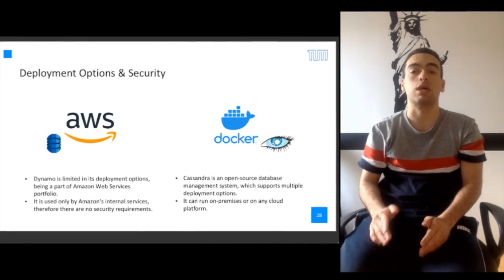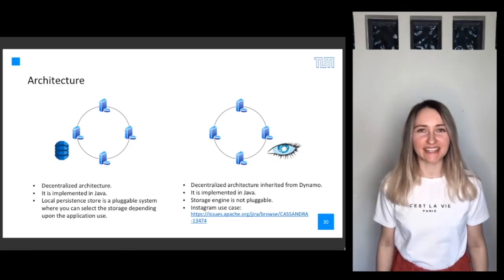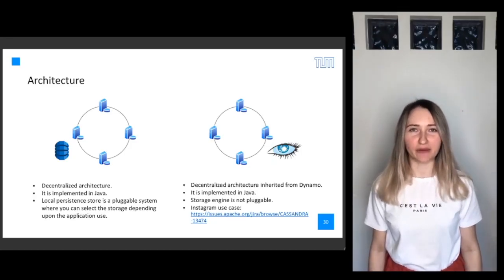Its operation environment is assumed to be non-hostile and there are no security-related requirements. By contrast with Dynamo, Cassandra is an open-source database management system, which supports multiple deployment options. Customers can run Cassandra on-premise or on any cloud platform. Docker containers are also a possibility. Cassandra inherited its decentralized architecture from Dynamo.